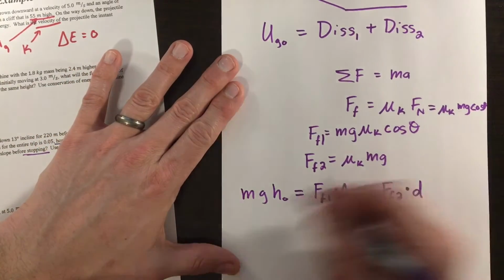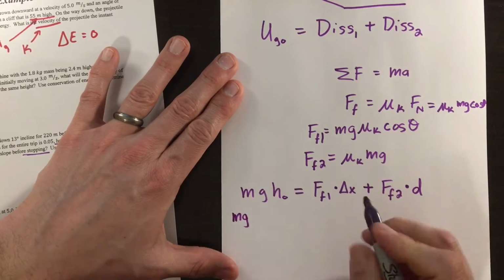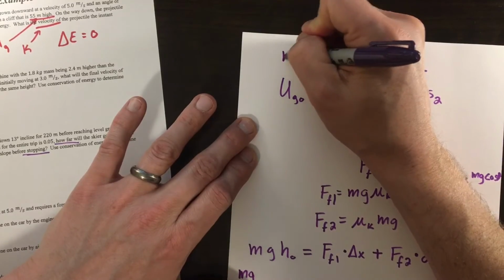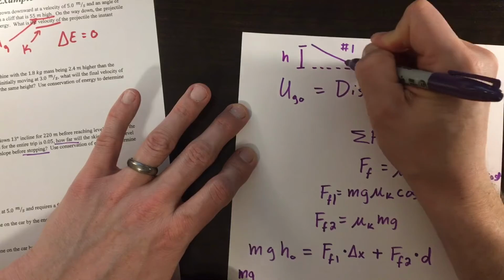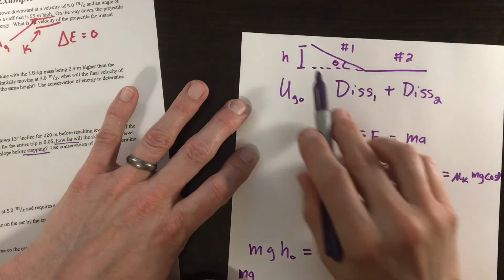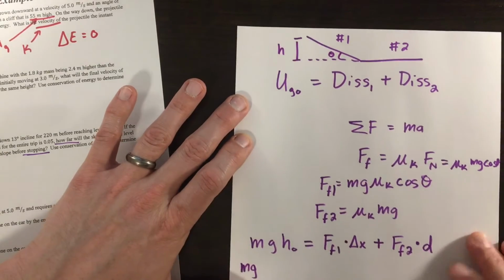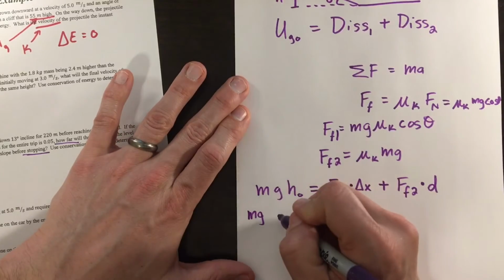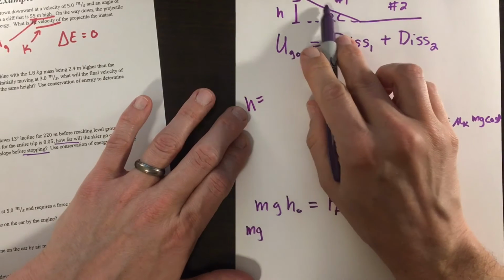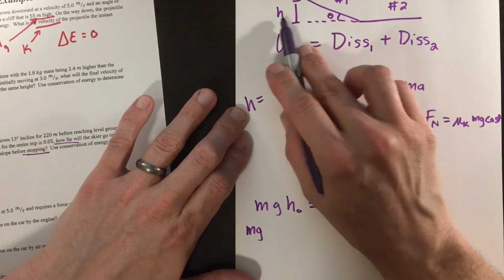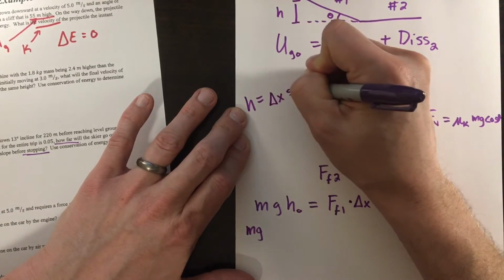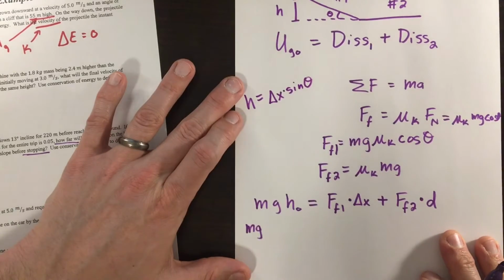All right, so go ahead and plug in what we know. Mass times gravity, the height. The height here is going to be that side, the opposite side of this triangle, so that total distance, which is the displacement. h is going to be equal to, the sine of the angle is opposite over the hypotenuse, so h is going to be equal to delta x sine of theta.